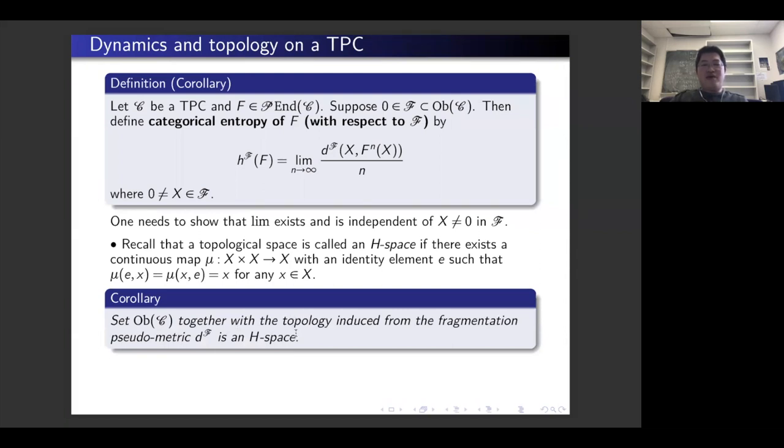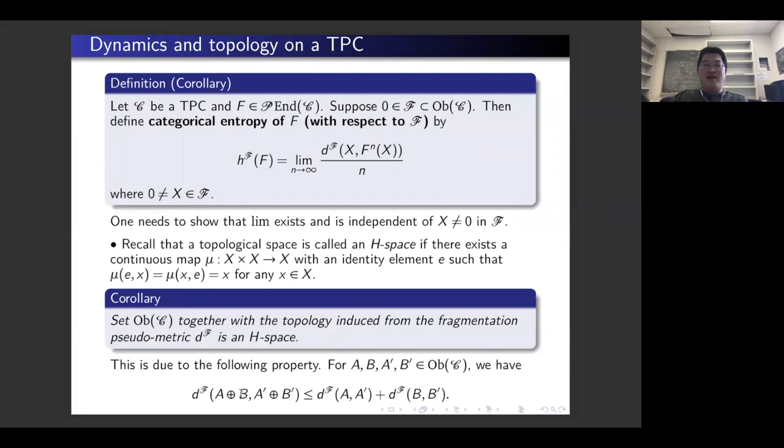And this actually comes from a property that you need to verify: how does this product mu behave? The mu behaves just like a direct sum for us. And you have to verify that there is a property like this to guarantee that this map is a continuous map. Okay, I think I have just said all the ingredients in the main theorem. And I don't think I have much time left, right?